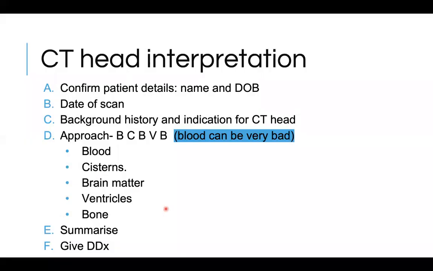So we'll start with CT head interpretation. Firstly, in an OSCE, always confirm your patient's details. So make sure you have the correct name and surname as well as date of birth. And then the next most important thing is to look at the date of the CT scan and make sure that you're also holding it the correct way and with the correct orientation. And this is if it's printed out, most likely will be for the purpose of the OSCE.